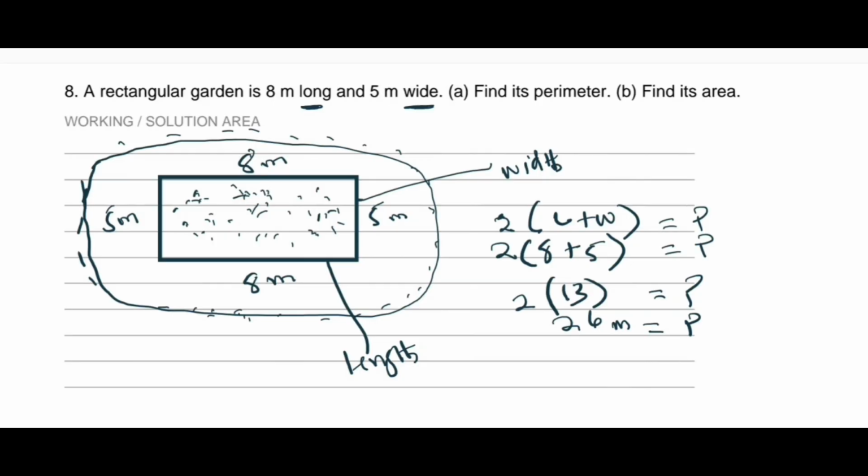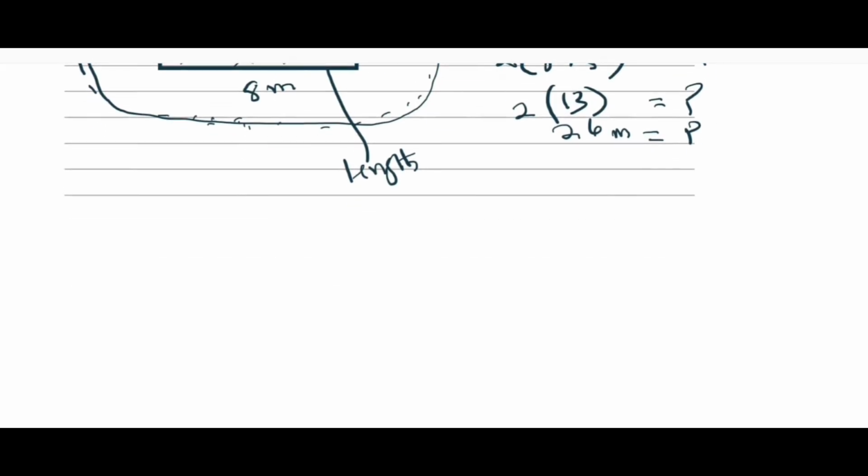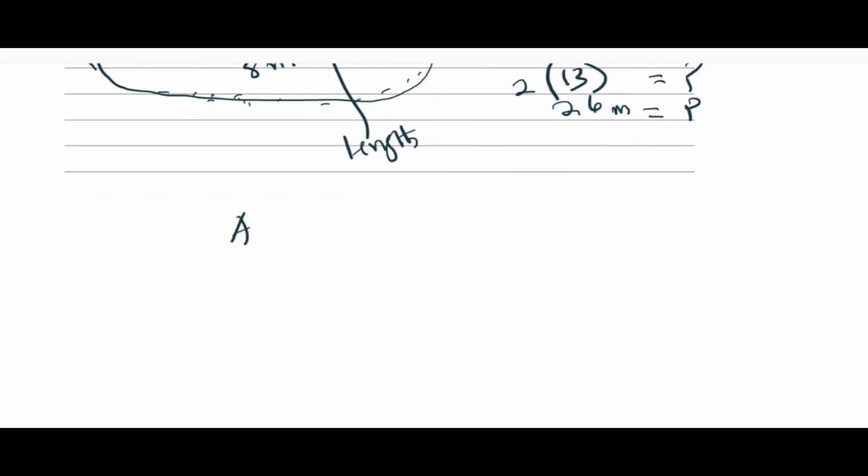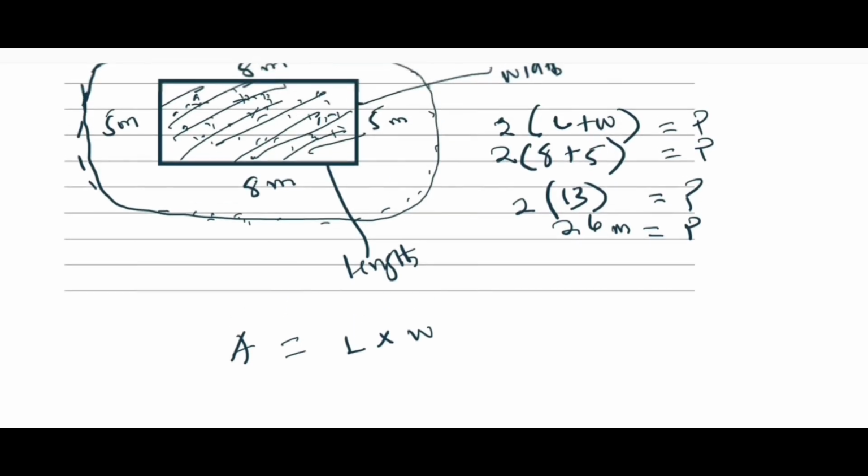Now the area of a rectangle. The area of a rectangle simply means the area that the rectangle is covering. Can you see the area? Okay. So the formula for area of a rectangle is A, which is for area, equals length, which is L, times width. That's the area for a rectangle.